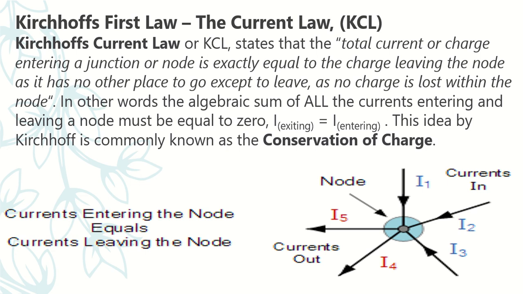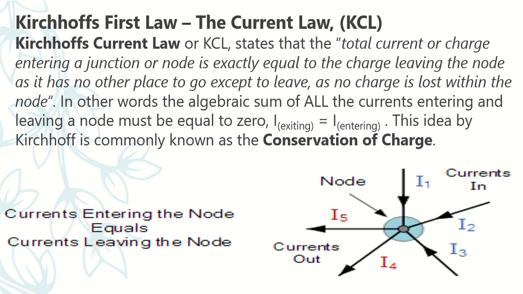Like this way, the junction doesn't store any current. So the current entering into the junction is equal to the current leaving the junction. Here you can see in the figure I1, I2, I3, I4 and I5 are different currents. Those are connected with this junction. By the direction you can see I1 is entering into the junction, I2 is entering into the junction, I3 is entering into the junction, whereas I4 and I5 are leaving the junction.